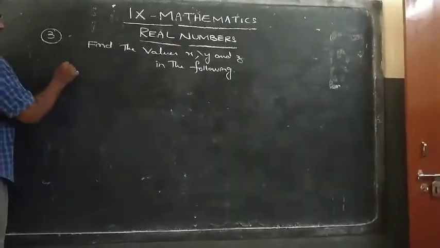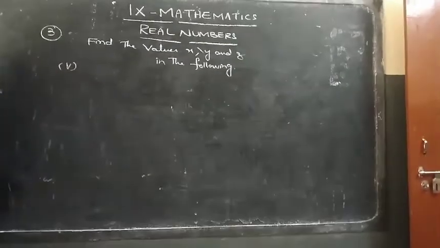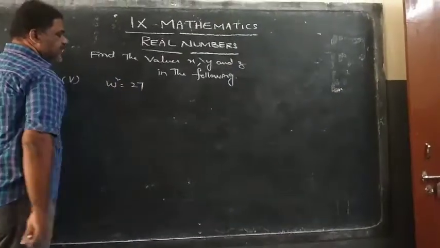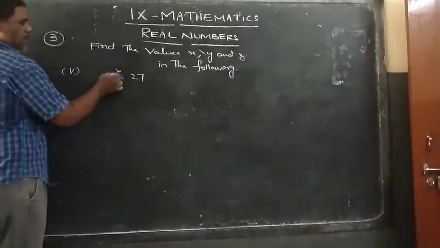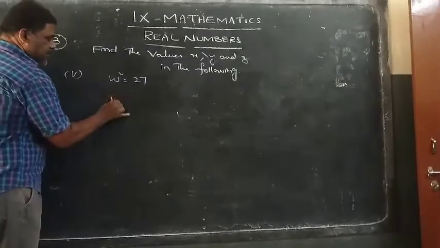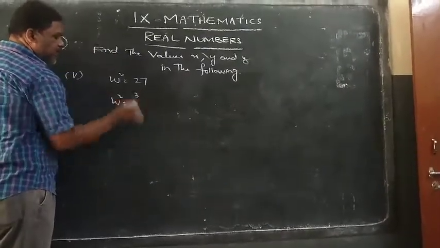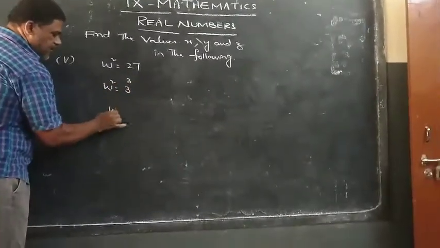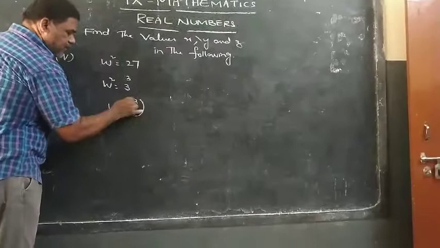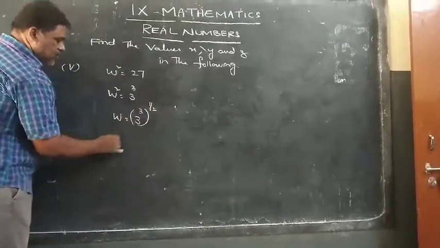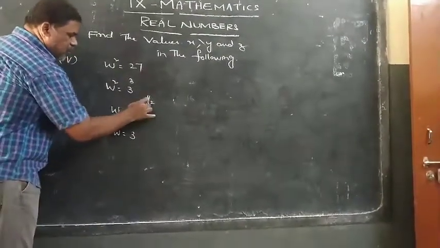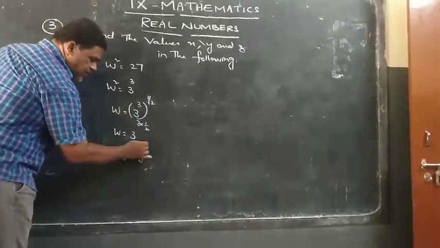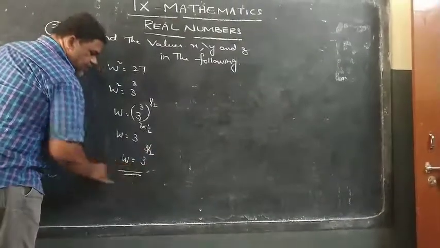Now write fifth bit. w square is equal to 27. So w square is equal to 27, you can write 3 cube. If you remove power here, that side it will become 1 by 2. So w is equal to 3 to the power 3 whole to the power 1 by 2. If 2 powers are there, we will multiply 3 into 1 by 2. So w is equal to 3 to the power 3 by 2 also.